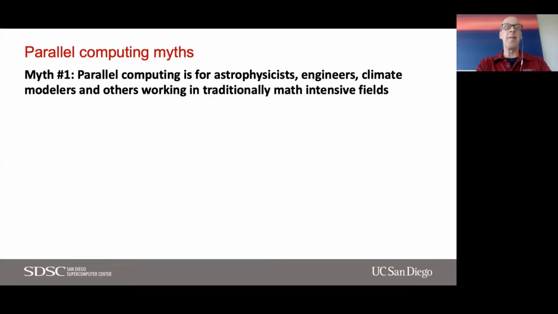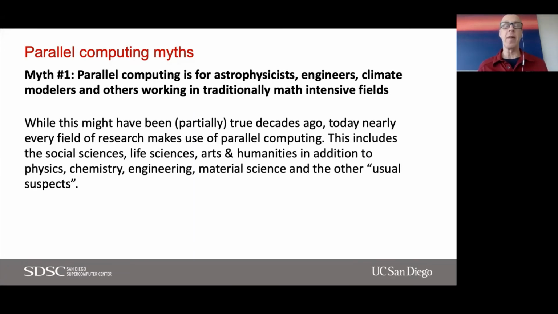I want to talk a little bit about some of the myths of parallel computing, and hopefully nobody believes all three of these myths, but I think it's still worth going over. One of the myths, and this one doesn't seem to be as widely believed as it had been in the past, is that parallel computing is for astrophysicists, engineers, climate modelers, and others who are working in traditionally math-intensive fields. I'm sure there are some of you on this call who fit that description, but I bet a lot of you also come from social sciences, life sciences, biomedical sciences, arts and humanities. While this myth may have been somewhat true decades ago, say in the 80s and the 90s, when our user base was much narrower, it really has expanded to include just about everybody now.